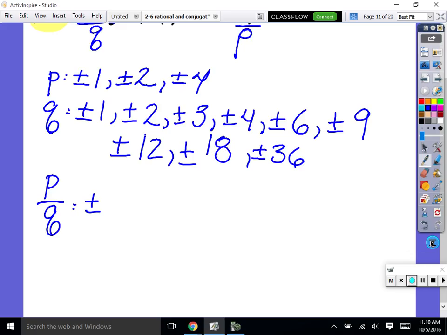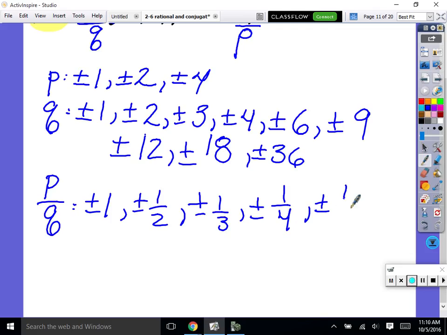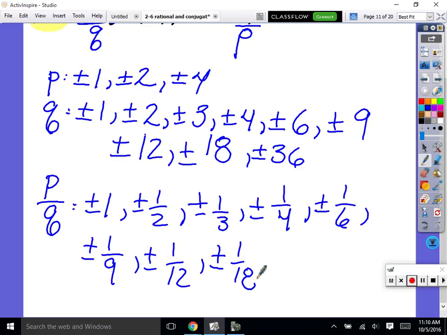Okay, so we're doing 1 divided by all those things, right? We're not going to forget. So we have 1 over 1. Then we have 1/2, 1/3, 1/4, 1/6, 1/9, 1/12, 1/18, and 1/36. Okay, let's list those out. So plus or minus 1/2, 1/3, plus or minus 1/4, plus or minus 1/6, plus or minus 1/9, plus or minus 1/12, plus or minus 1/18 is a possibility, plus or minus 1/36.